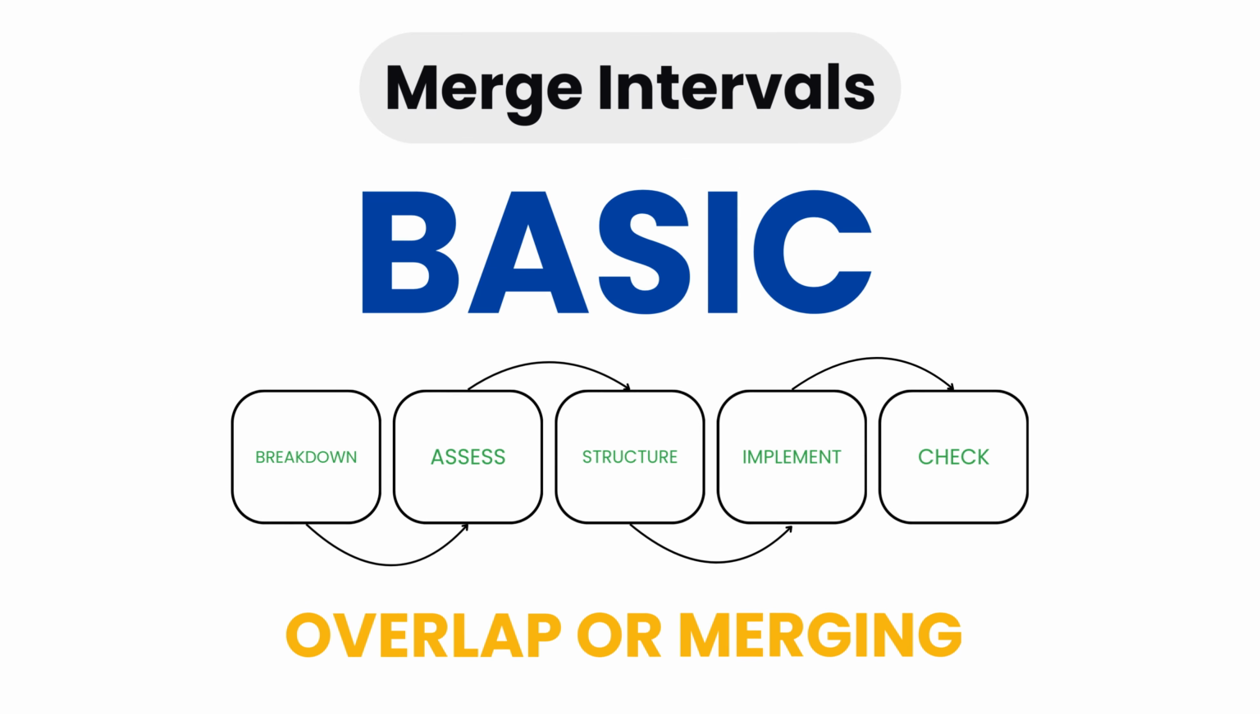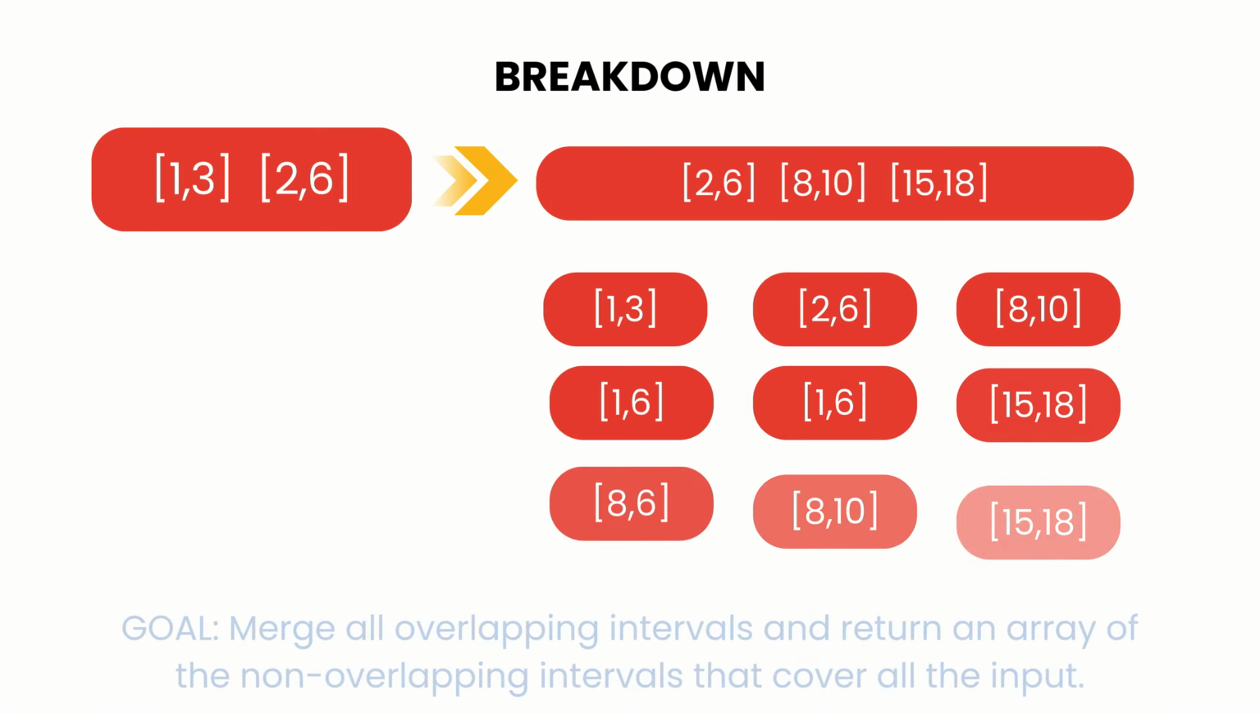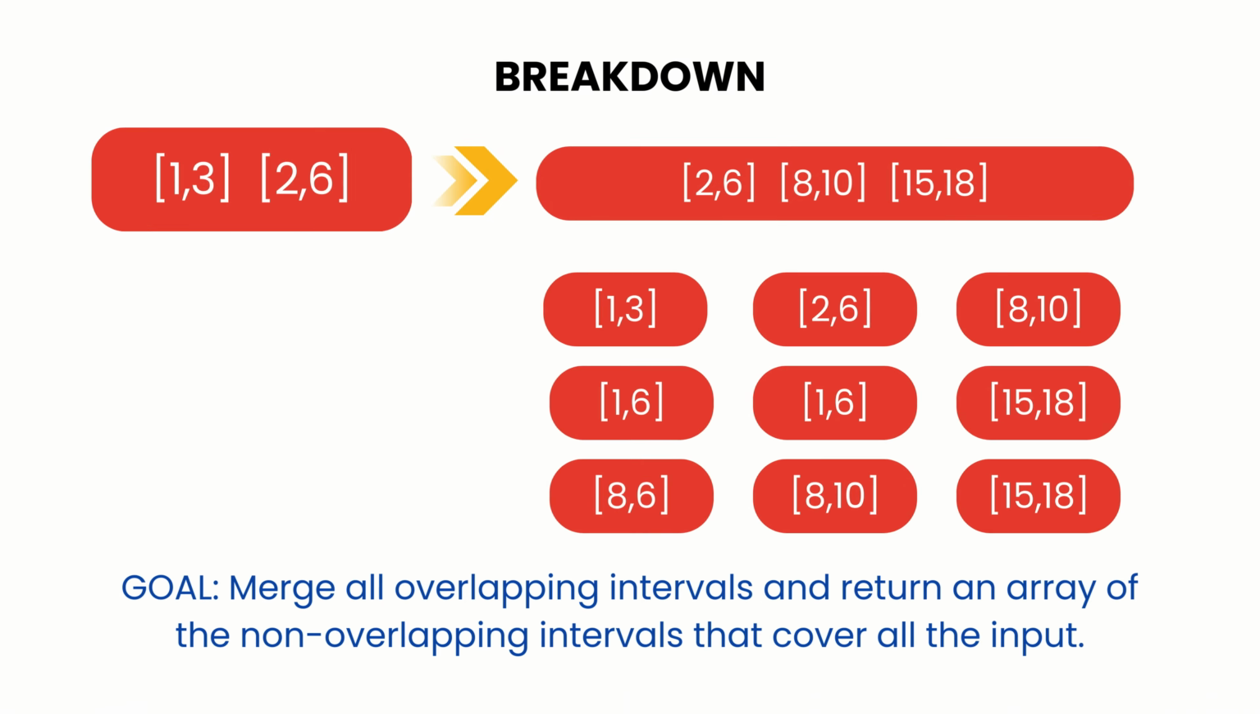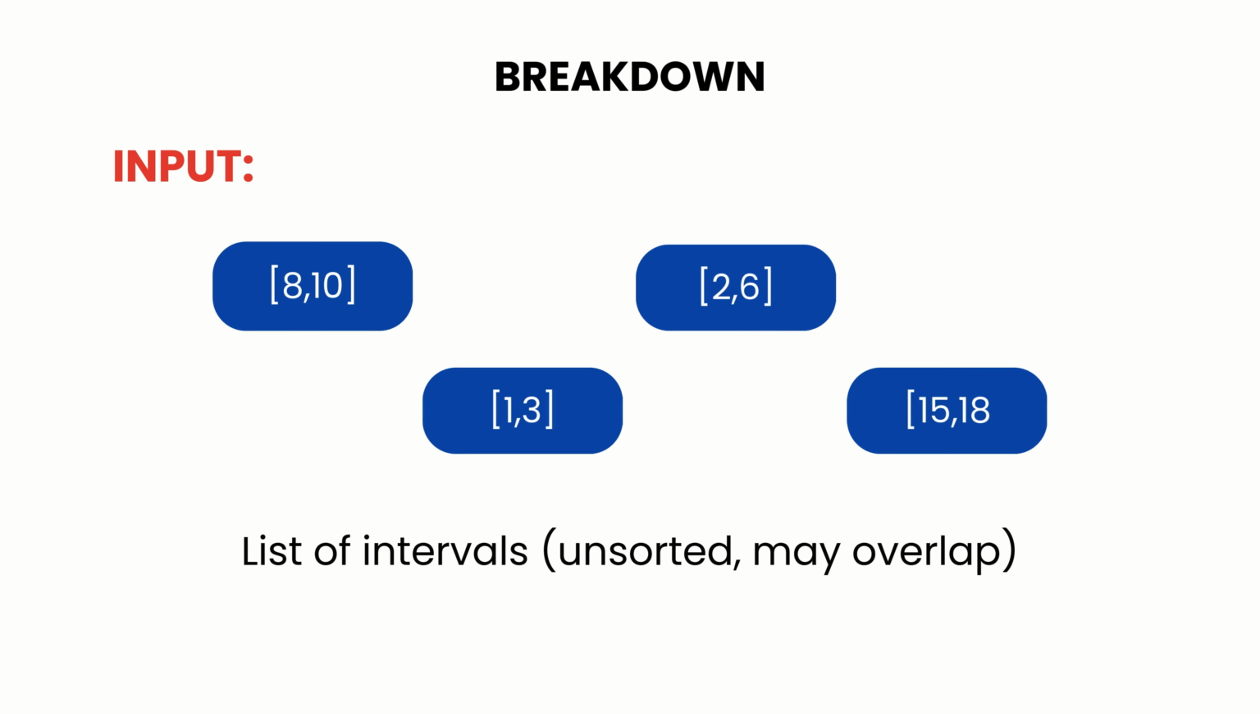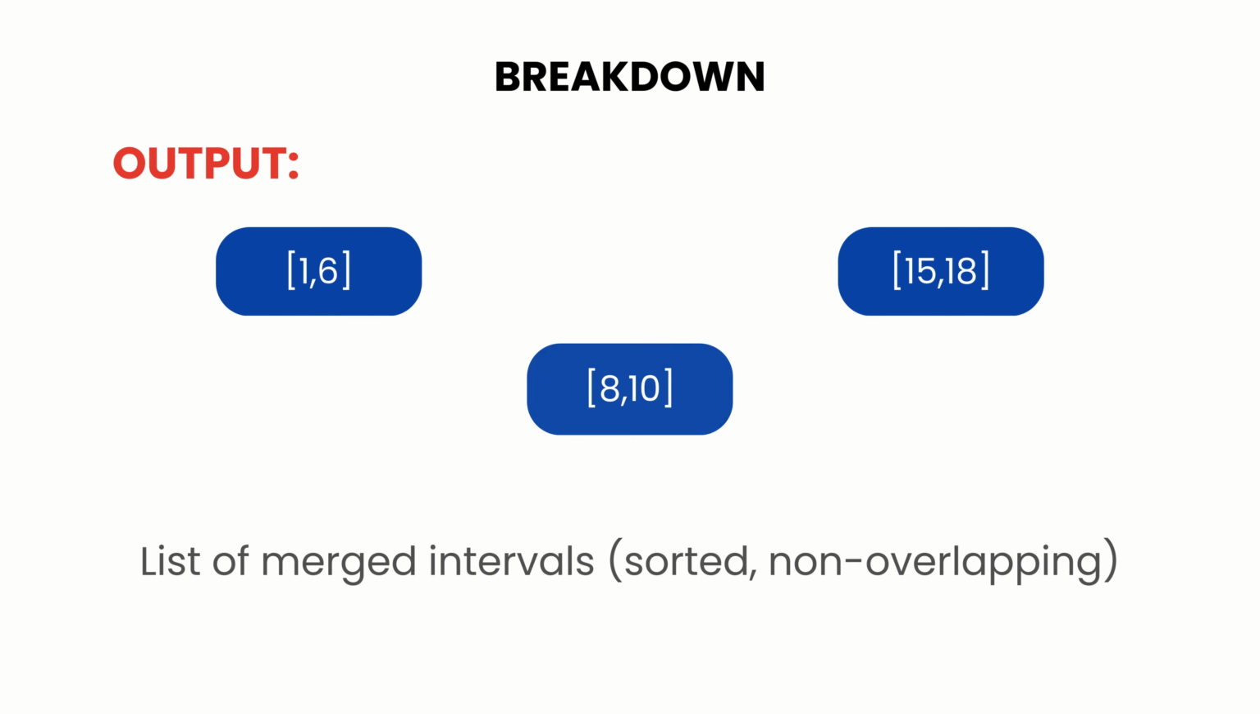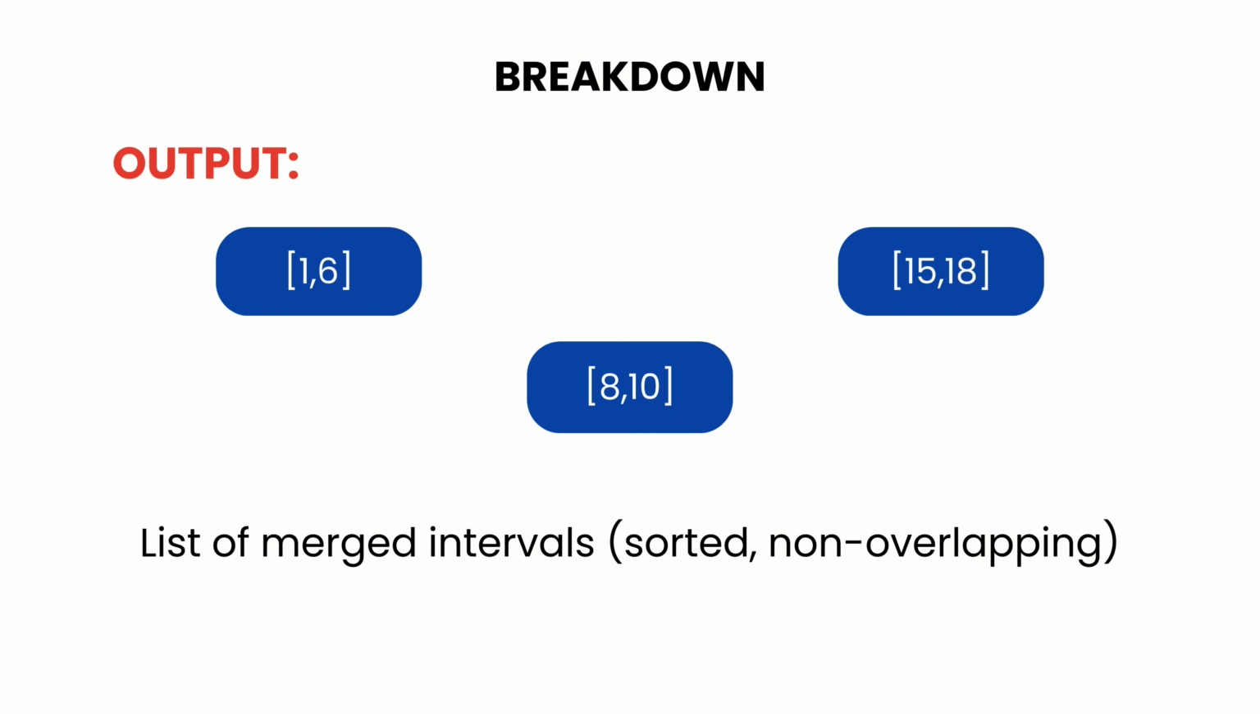Let's break down merge intervals with the basic approach, so you can handle any overlap or merging scenario with confidence. Given an array of intervals where each interval is [start, end], merge all overlapping intervals and return an array of the non-overlapping intervals that cover all the input. Input: list of intervals, unsorted, may overlap. Output: list of merged intervals, sorted, non-overlapping.